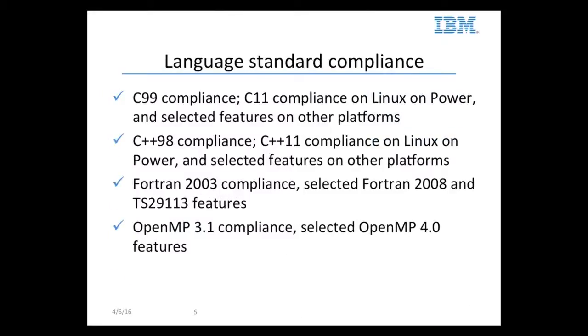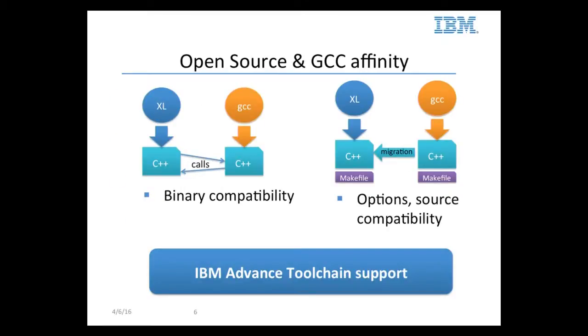From language standard compliance, we are compliant with all the latest and greatest for C++ and Fortran. One thing I would like to highlight, and it's very important for people working on Linux, is the fact that we are really dancing with the open source community, if you can use that expression, because the XL compiler is binary compatible with GCC. So if you compile part of the libraries or part of your application with GCC, you can easily compile the rest with XL and get the best performance.